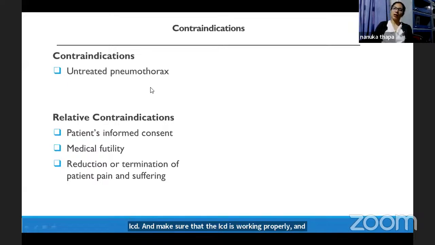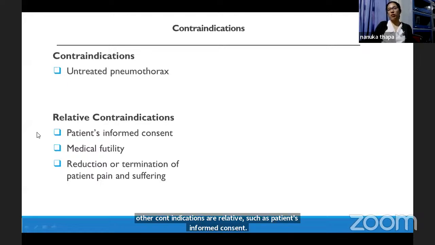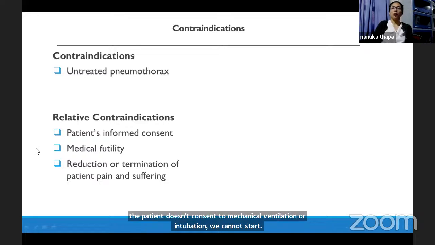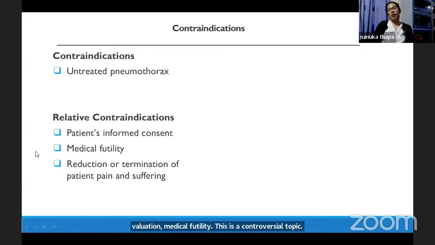and only then do we start with mechanical ventilation. The other contraindications are relative, such as patient's informed consent. If the patient doesn't consent to mechanical ventilation or intubation, we cannot start mechanical ventilation. Medical futility. This is a controversial topic. So if the patient has a condition where there is a reasonable doubt that the treatment is not going to treat or improve the patient condition, here putting them on mechanical ventilation is not going to help the patient. So it is considered as a relative contraindication. Reduction or termination of patient suffering in pain is a relative contraindication.